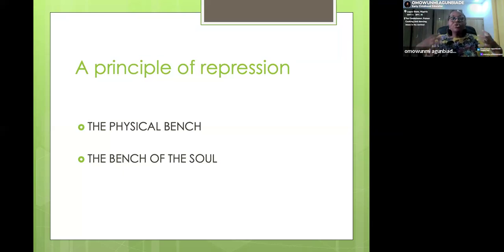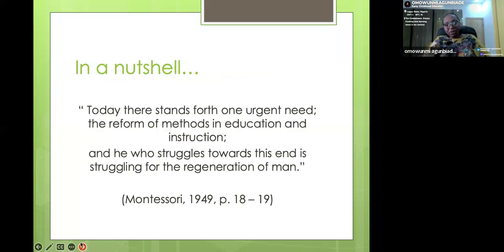So when children don't have the opportunity to explore, to experience their immediate environment so that they can acquire the knowledge they need to develop themselves innately, then they are being repressed. And this is what the Montessori method stays away from completely.